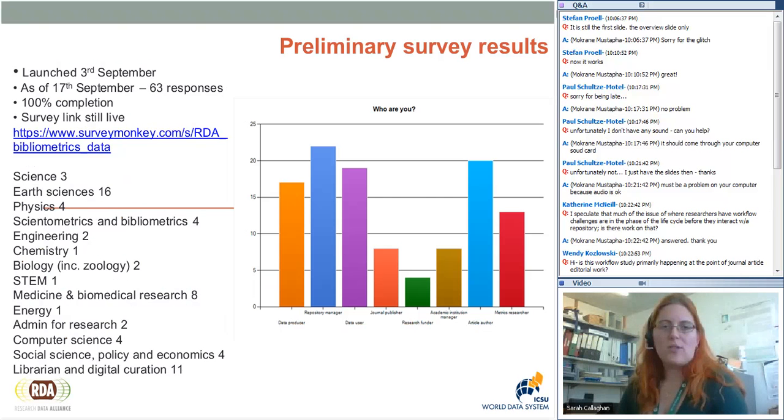effectively who they are, whether they're a data producer or a librarian or a repository manager or a journal publisher, asking them what area of research they're actually in. So for example, in earth sciences or chemistry, engineering, biology, medicine and biomedical research, librarian and digital curation. And that question is free form, so you can pretty much put down whatever you like.